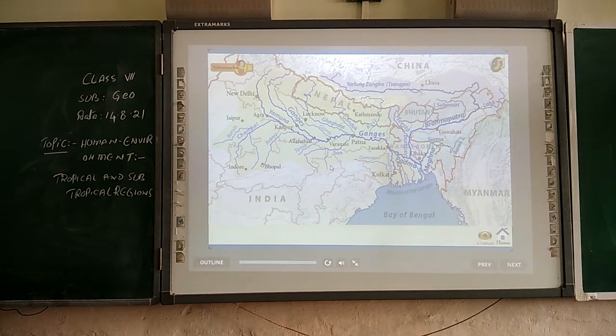So here, the tributaries of the Ganga are Chambal, Betwa, Ken, Son, Kosi, Ghagra, Gandak. These are the tributaries of the river Ganga.